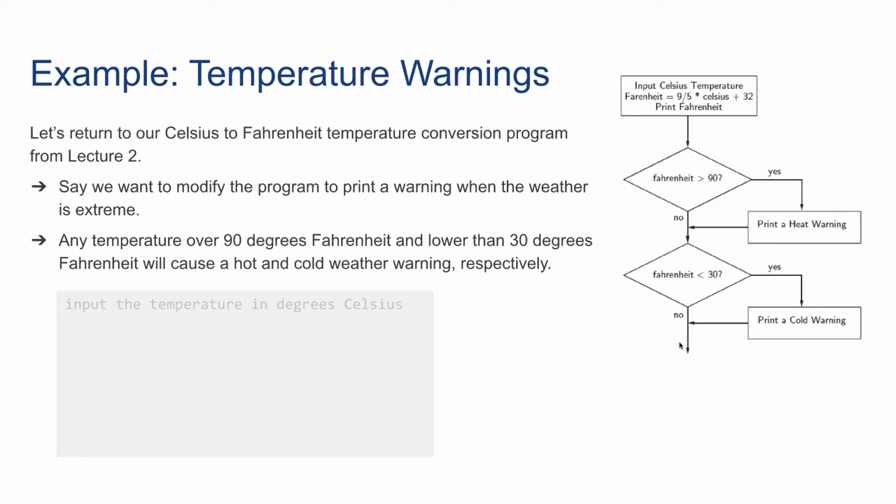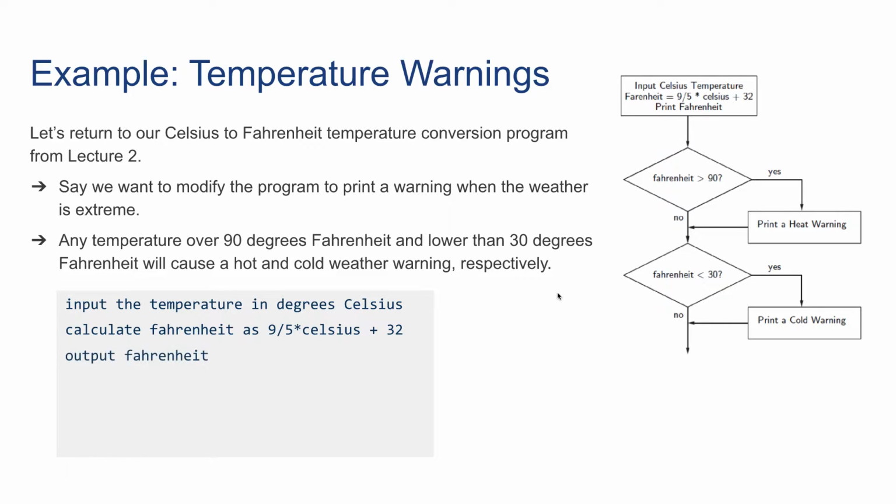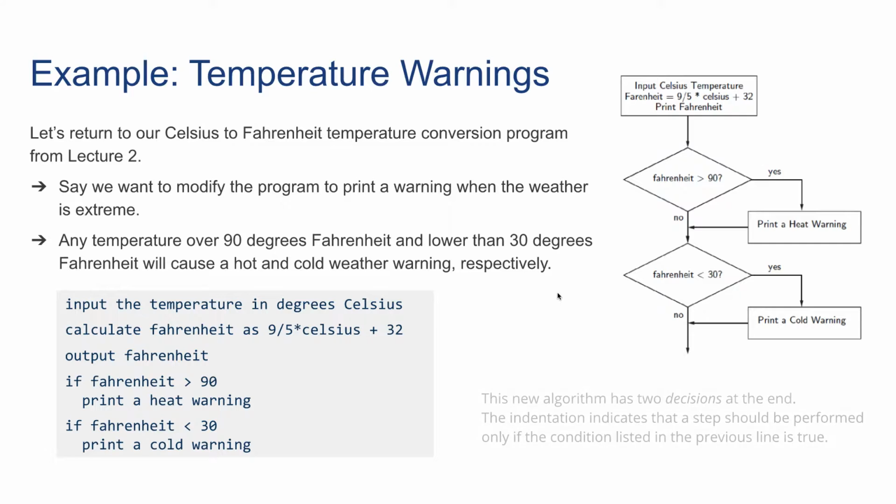And then here's a pseudocode version of the same program. Input the temperature in degrees Celsius. Calculate the Fahrenheit as 9 over 5 times Celsius plus 32. And then output Fahrenheit. And then create a condition where we say if Fahrenheit is greater than 90, print a heat warning. Another condition, if Fahrenheit is less than 30, print a cold warning.